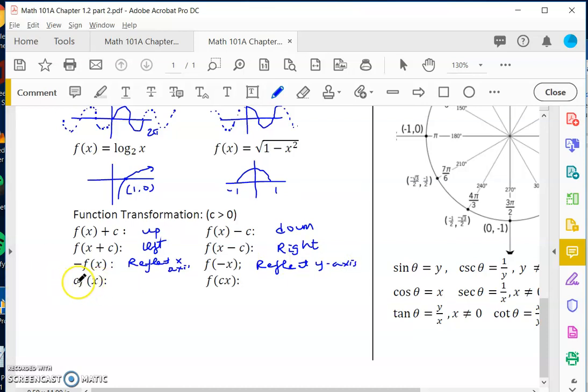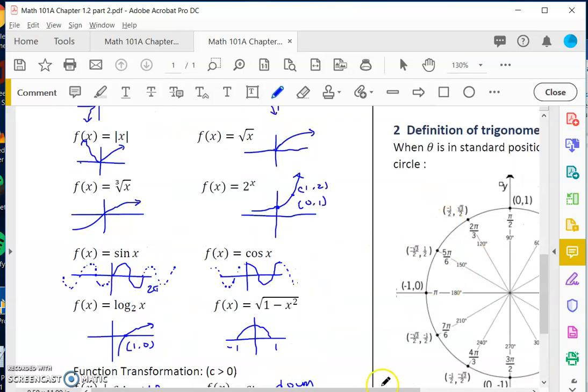Multiplying a constant outside of a function gives a vertical stretch or strain. So if c is greater than 1, it is a stretch. If c is less than 1, it's a strain. And if you multiply the input, so x becomes cx, then it becomes a horizontal stretch or strain. The stretch and strain are kind of opposite, meaning if c is positive, it becomes a strain. If c is less than 1, then it becomes a stretch.